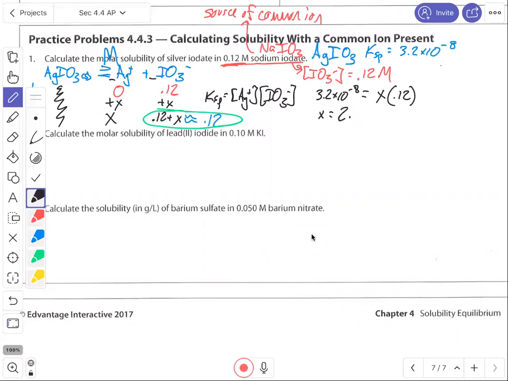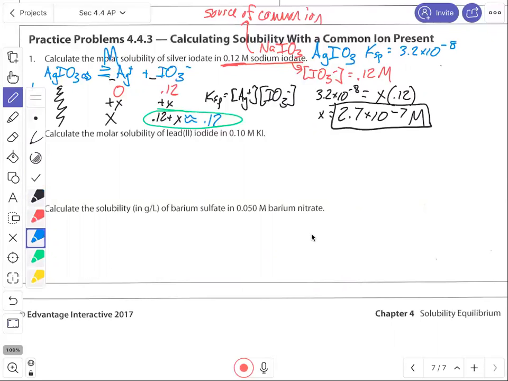I got negative 8, but I'm not sure if I did something wrong. Yeah, I think you have an extra times 10 in there. Try it again: 3.2 EE negative 8 divided by 0.12. Okay, yeah.